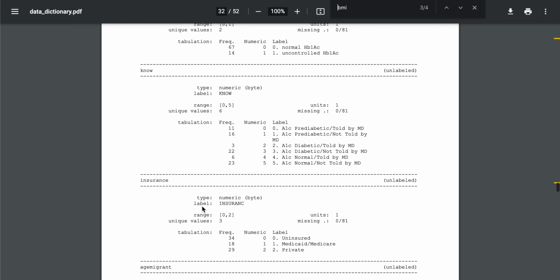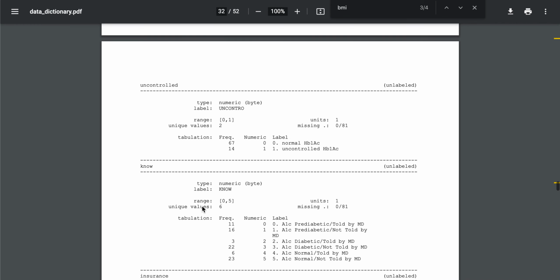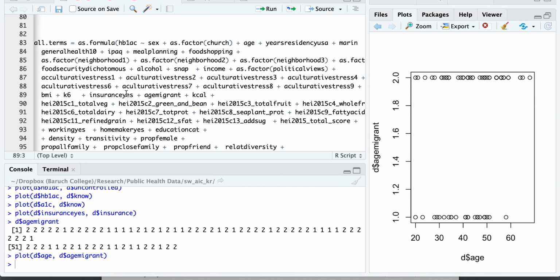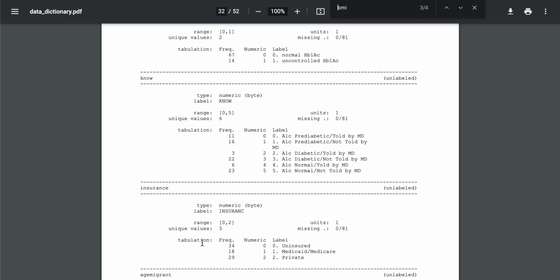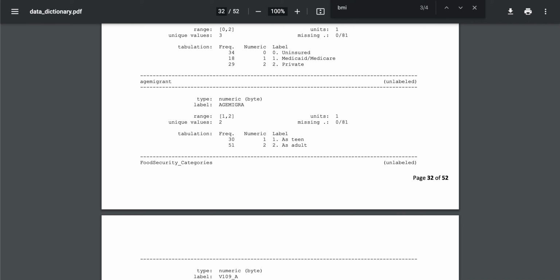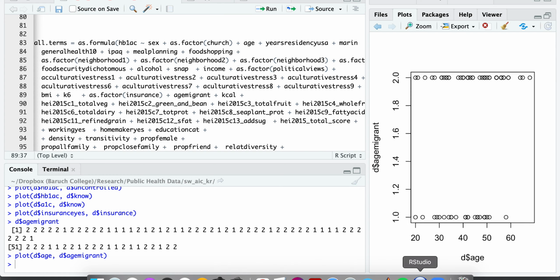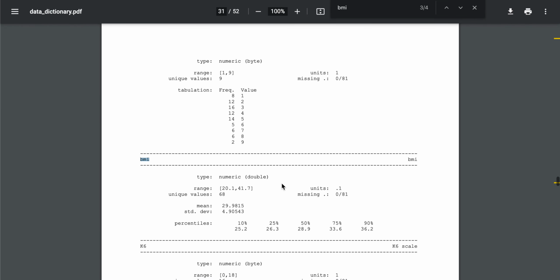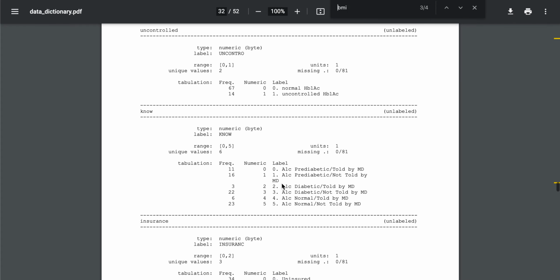Insurance. Yes. Oh, okay. So it's insurance. Let's see. We wanted to use, just remove this. We want to use insurance. Then we want to use age migrant. Then where's KCal? Okay, KCal hasn't come yet.